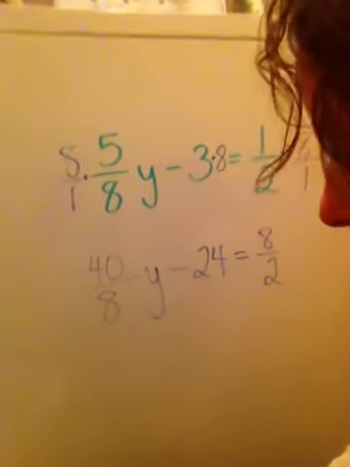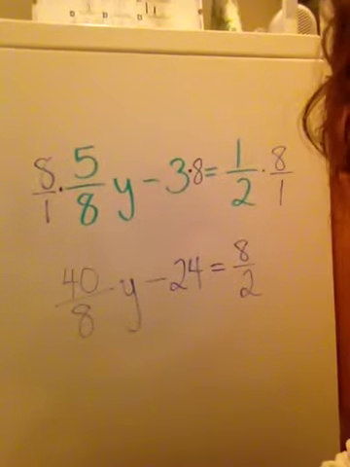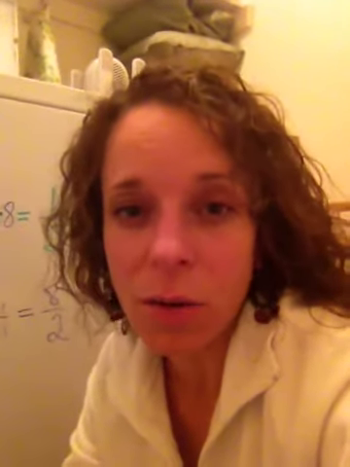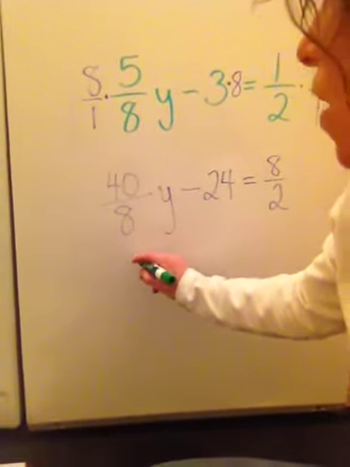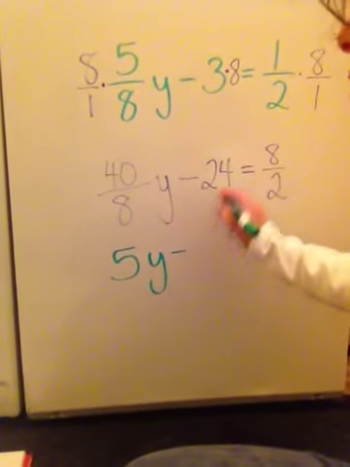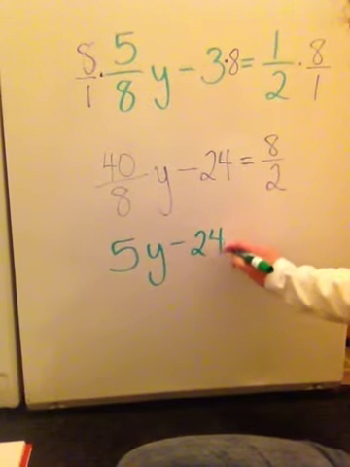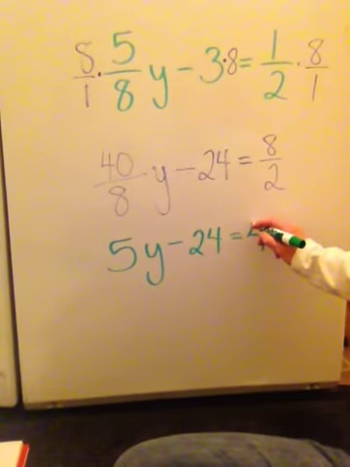Okay, and now if you picked the right number when you divide the fractions, you should get a whole number. So that's the kind of fun thing about doing this approach, is you get rid of the fractions. We're trying to eliminate the fractions, so we're just solving an equation like you've done a lot. So 40 divided by 8, we get 5. We have our y minus 24 equals 8 divided by 2 is 4.